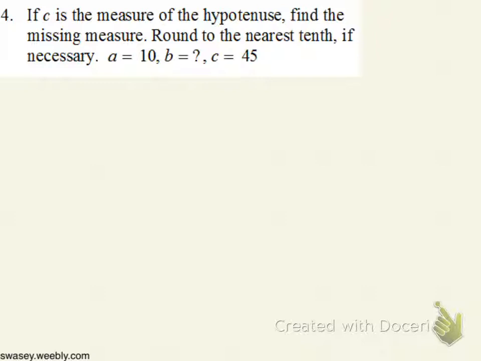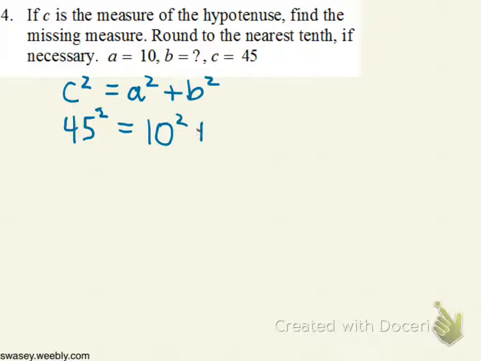Here they tell us that c is the measure of the hypotenuse, so that implies that we have a right triangle, and so we can use the Pythagorean theorem. We have two of the sides given to us, and we're trying to find one of the legs. We're trying to find b. So we'll just substitute in. So 45 squared is 2025. 10 squared is 100.